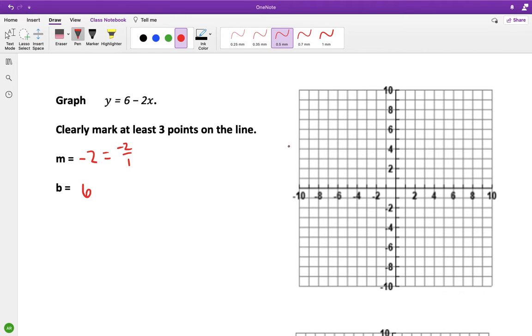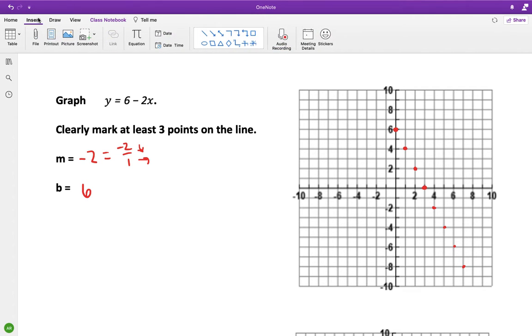We're starting at 6, so I'm going to put my first dot at 6. Then we're going to go down 2, right 1. Down 2, right 1. Down 2, right 1. Repeat the pattern until I'm at the bottom of the graph. I have them all spread out. Then I'm going to insert my line like I did last time.